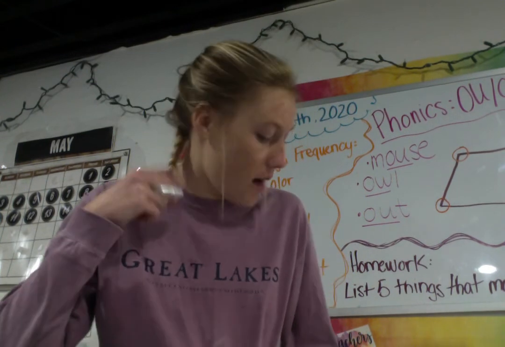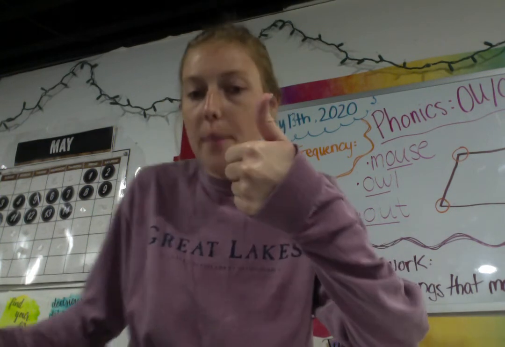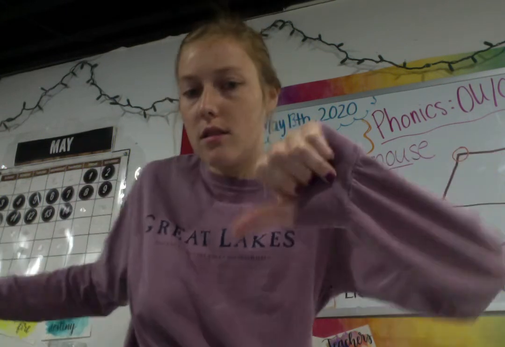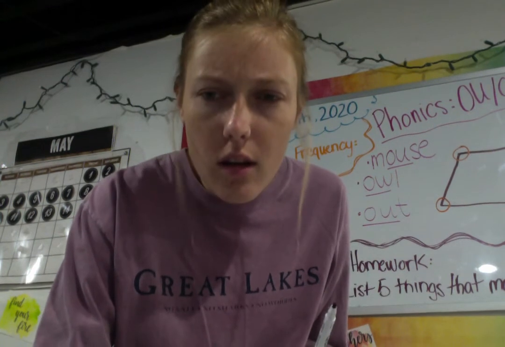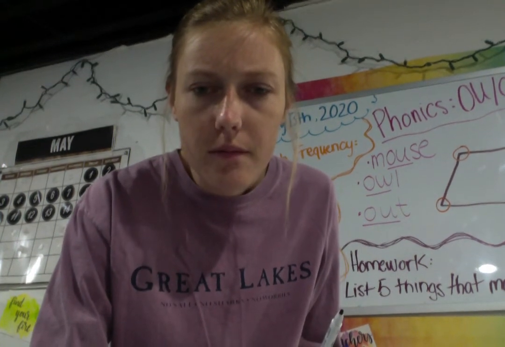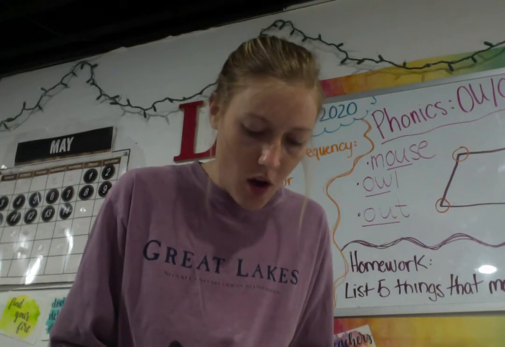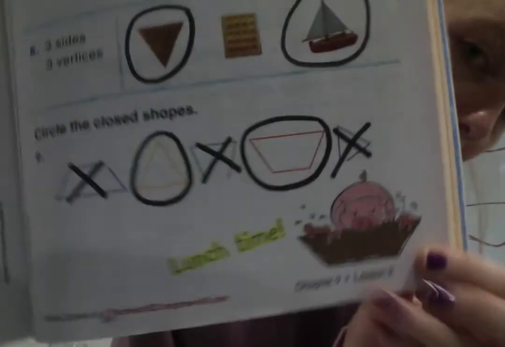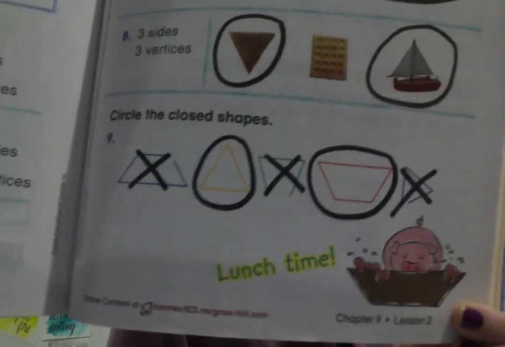What about the red one? We got a red trapezoid. Give me a thumbs up if that red trapezoid is closed. Give me a thumbs down if it is not. What do we think? Good, yep, that trapezoid is closed, so we can circle that one. And then our last one is not. So you should have circled 2 and X'd 3.